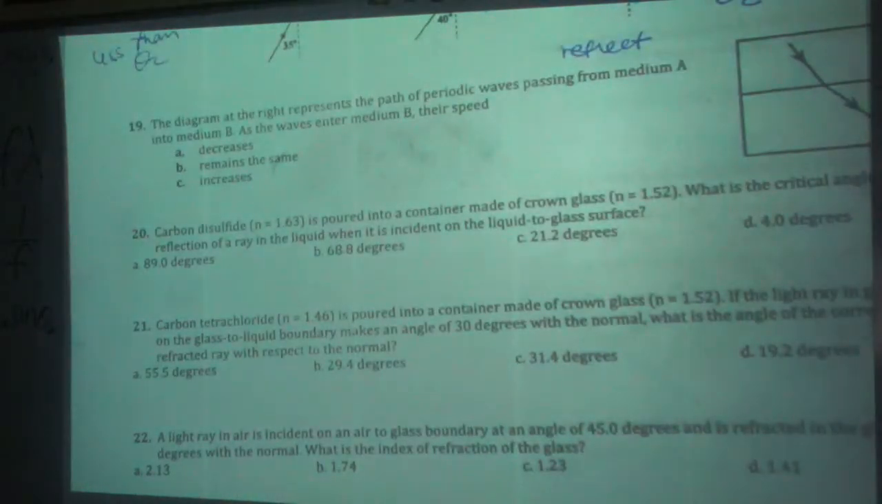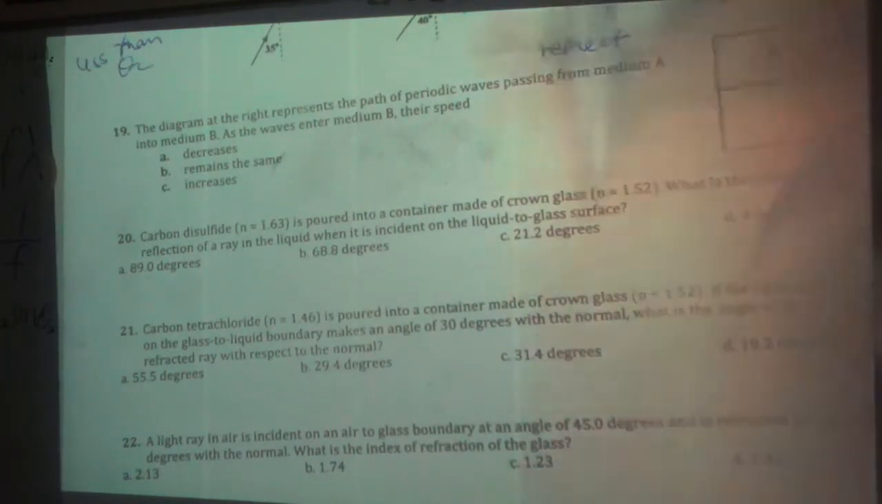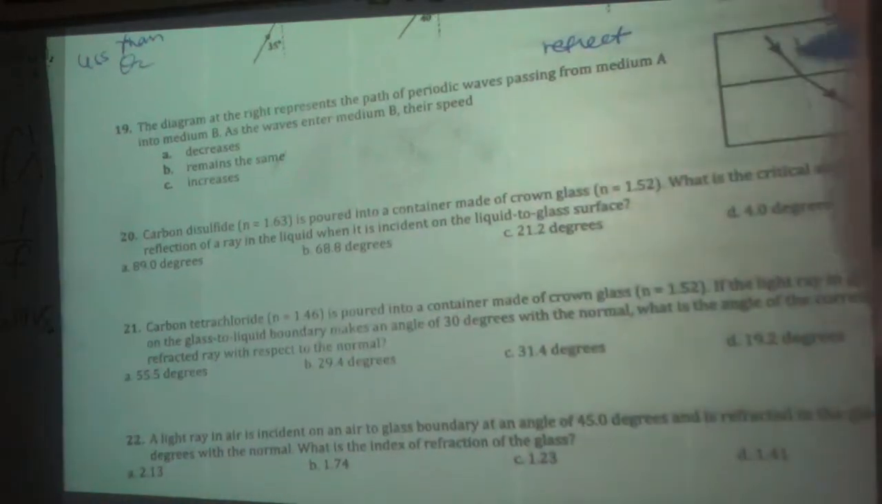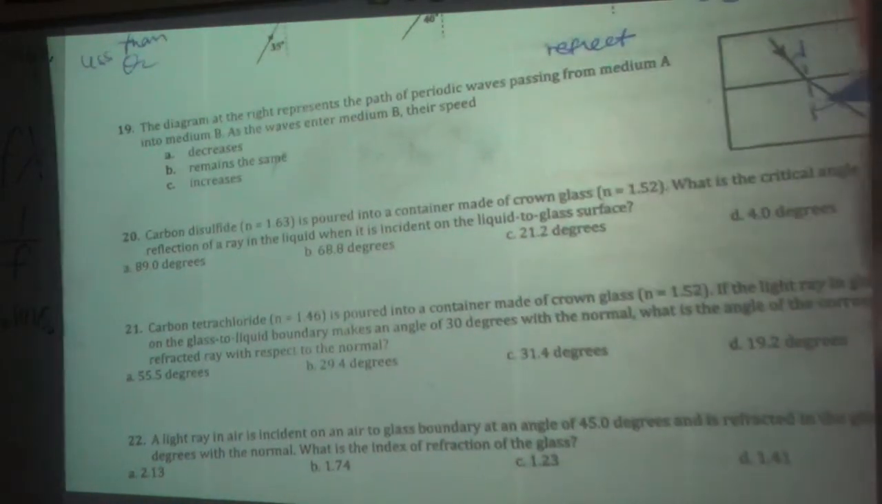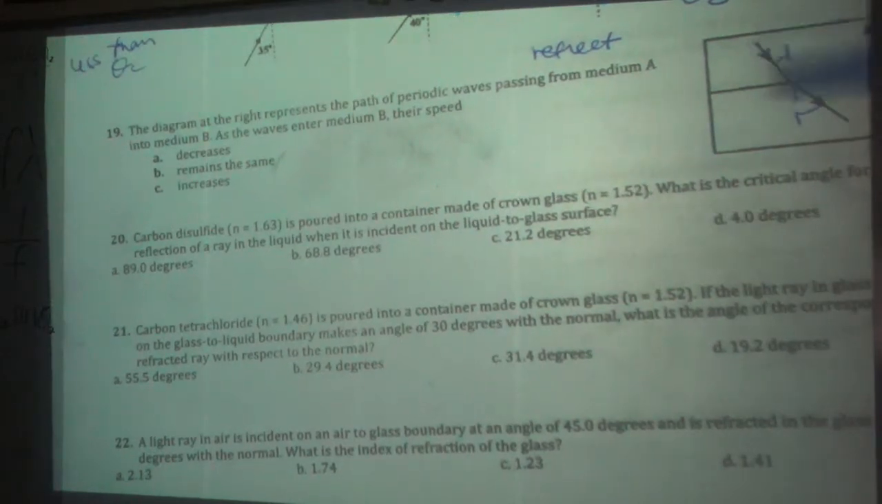Alright, going from A into B, what happens to their speed? So I'm going to draw in my normal real quick. So if you look, I'm getting B is a bigger angle. Bigger angle is a smaller n. Smaller n is less dense, so it's going to go faster. So as the waves enter B, they're going to increase in speed.